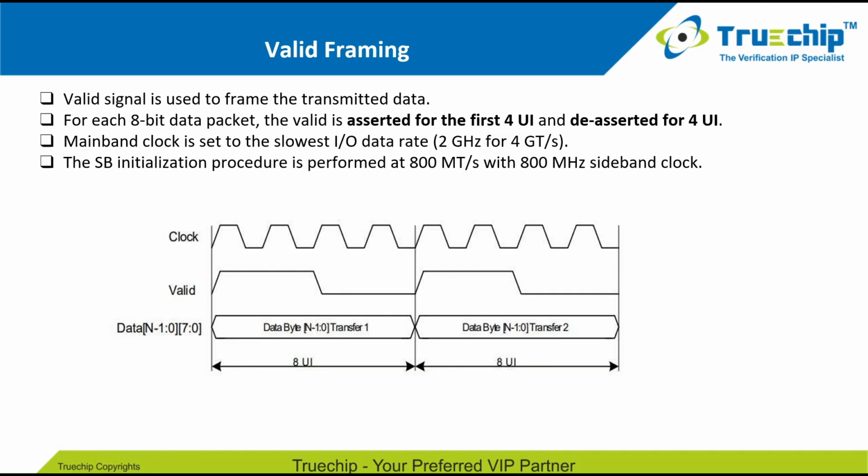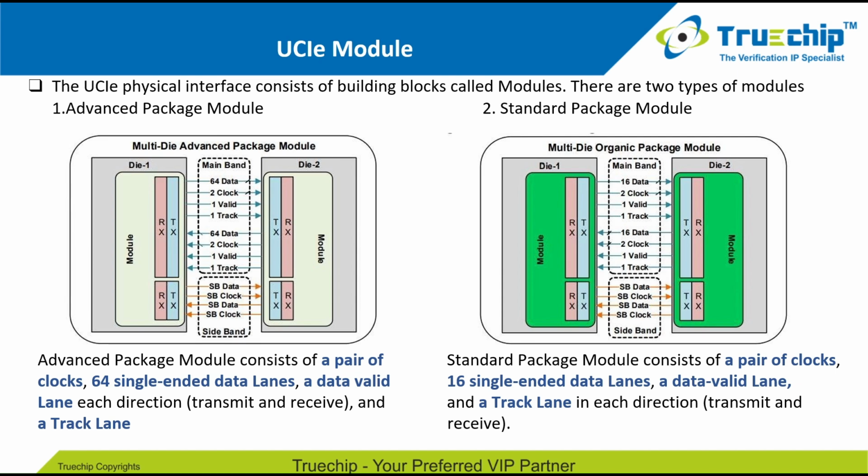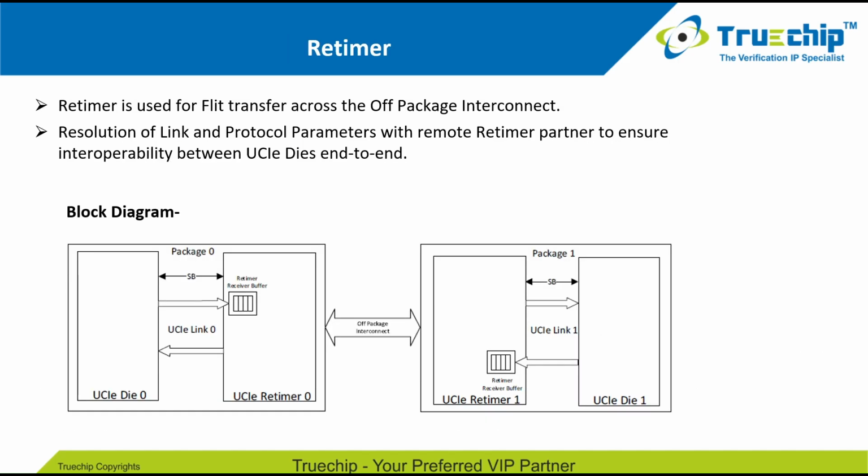And here are modules. We also see the module definition here. An advanced package module has 64 single-ended data lines. Here you can see that. While a standard package module has 16 single-ended data lines. This is directly related to the x64 and x16 configurations as we have seen earlier. Now moving to the retimer. Finally, the UCIe specification includes the retimer. A retimer is used to extend the UCIe connection off package, allowing chip-to-chip communication across a large system.